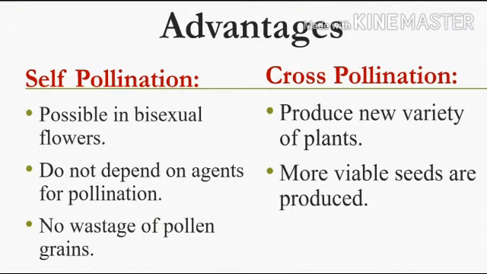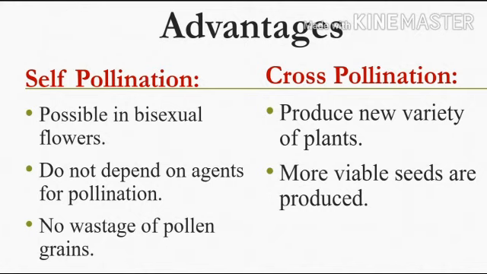Now we can see the advantages and disadvantages of self-pollination and cross-pollination. The advantage of self-pollination is that it is possible in a bisexual flower, that is, both the male and female gametes are present in the same flower. Because of that, it does not depend on any other agents for pollination and there is no wastage of pollen grains.